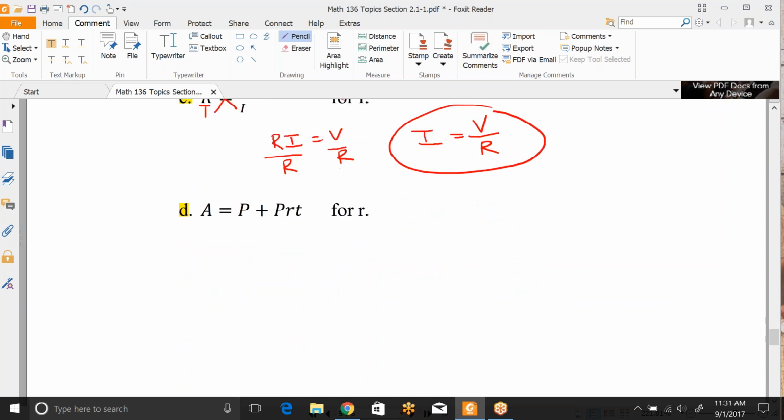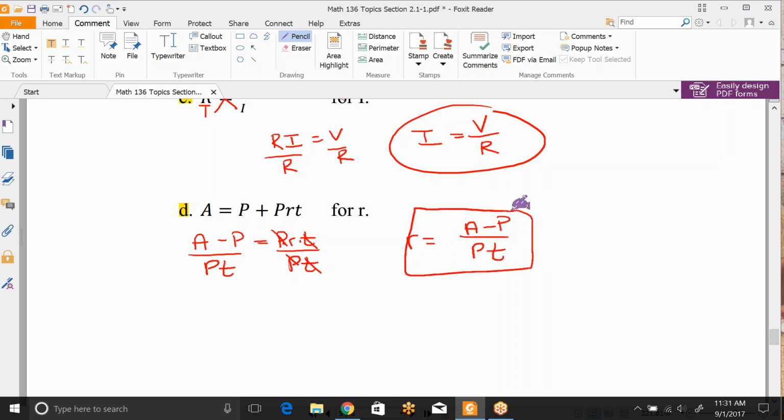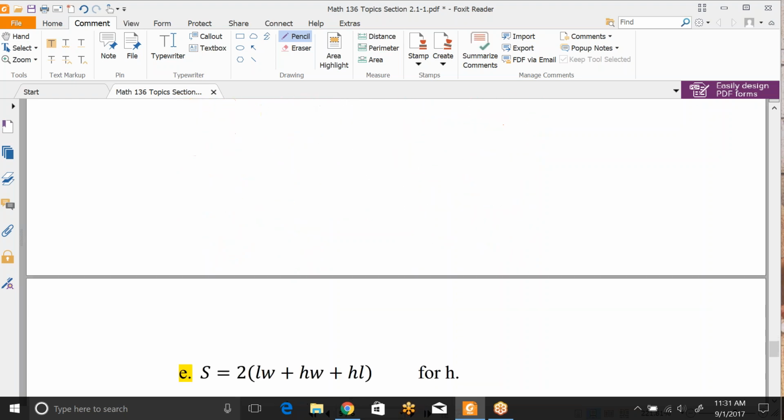For this one, we're trying to get the r by itself, so this is the only term with r, so we just need to get everything else away. So I would subtract over that p first, and then this is all connected by times, so we can actually divide by p and t to get r by itself. So this says that r equals a minus p over p and then lowercase t. Remember, they are case sensitive on WebAssign.